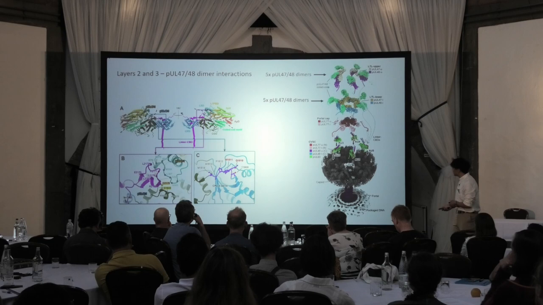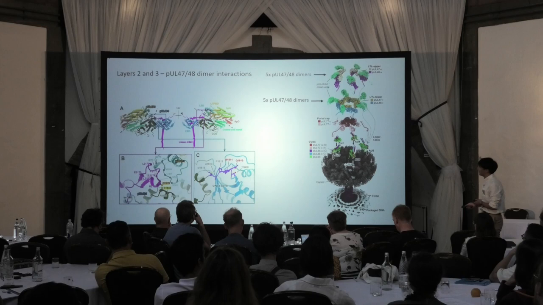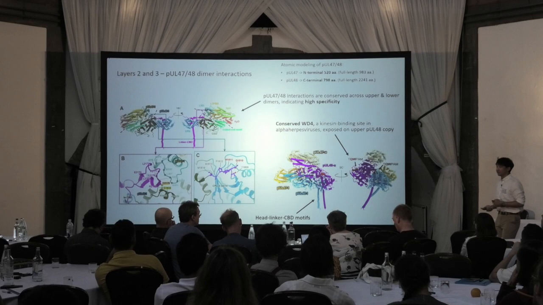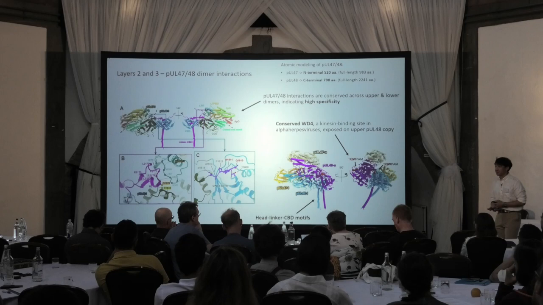I won't go into too much detail here, but if you want to know all the interesting mechanisms we found here, you can find me at my poster. But perhaps the most exciting is this conserved WD4 motif, which is a kinesin binding site first observed in isolated alpha herpes viruses, which we also find here in our PUL48 HCMV copy.